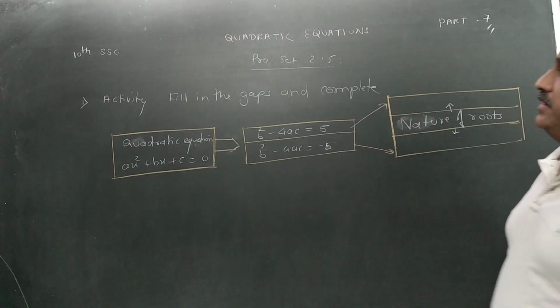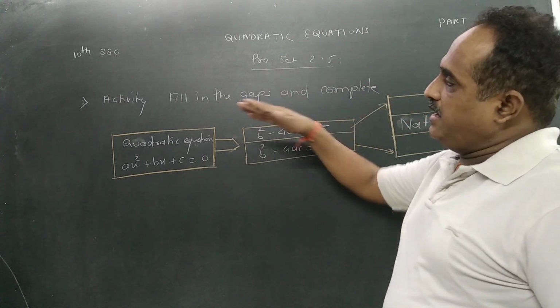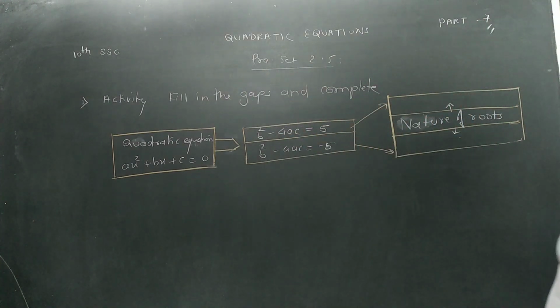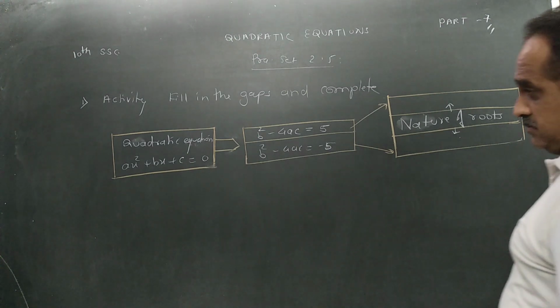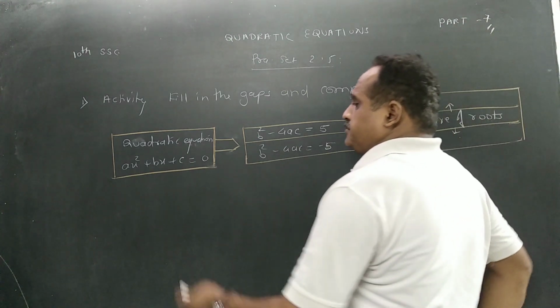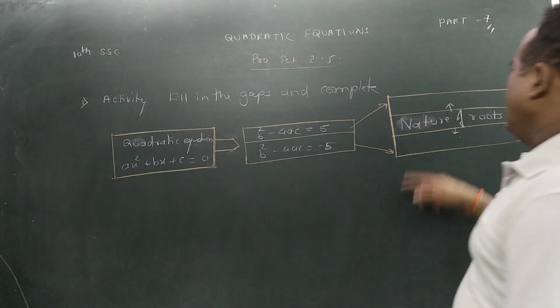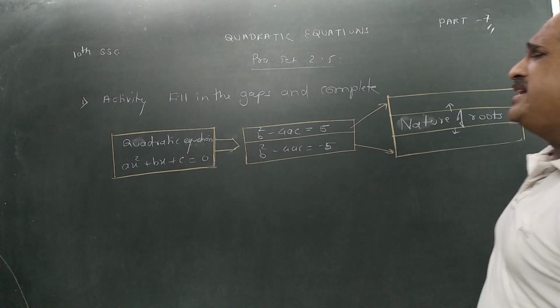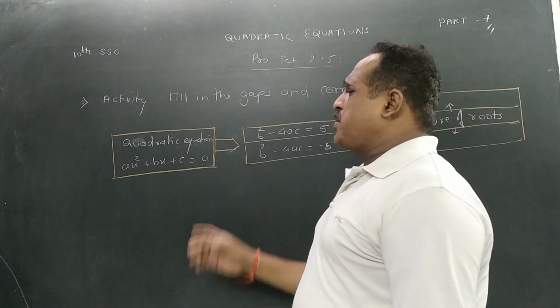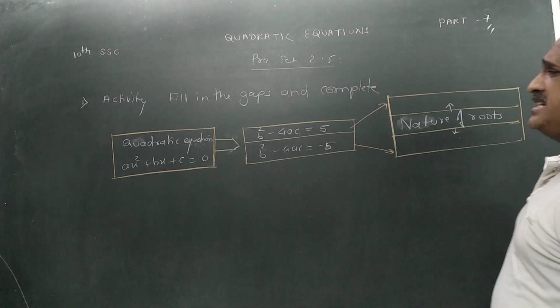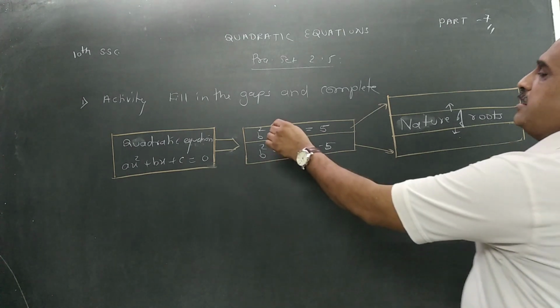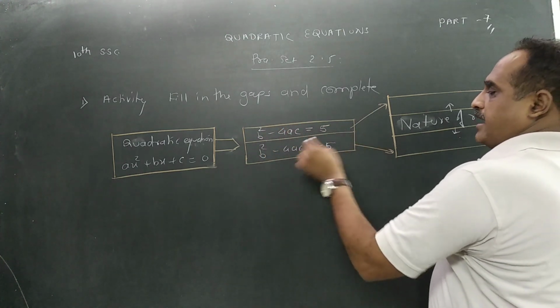Today we are going to start with practice set 2.5, activity based questions. This question will be for 1 or 2 marks in the board examination. See, what is the quadratic equation? ax square plus bx plus c, and they ask for the roots. The root of the quadratic equation is determined by what? The discriminant. The discriminant is b square minus 4ac. Correct?